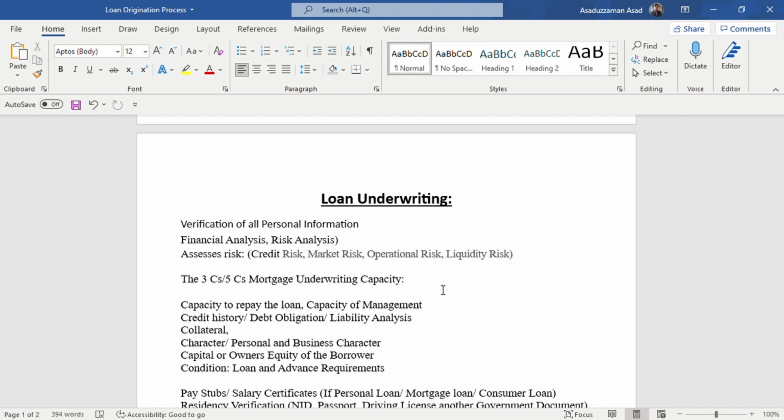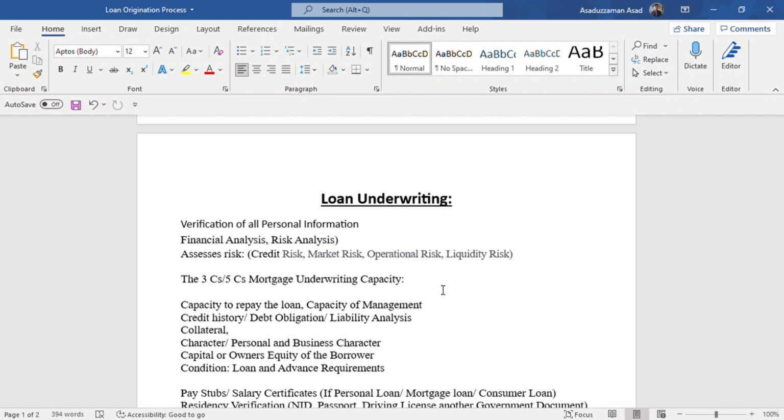The underwriter will have to assess the whole risk in favor of the credit facilities that will be provided to the borrower. The risks mean credit risks, market risks, operational risks, and liquidity risks. The underwriters have to analyze the 5 C's.